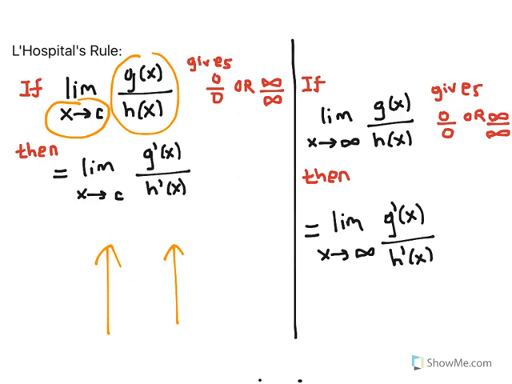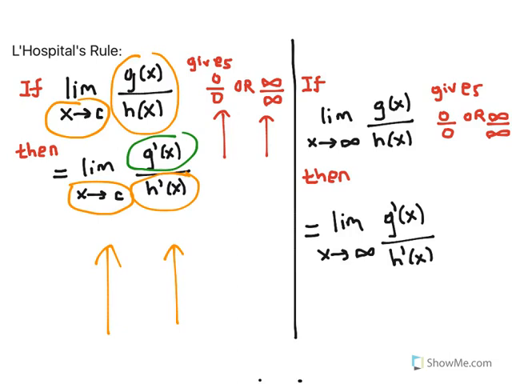And L'Hopital's rule says if you have the limit of a quotient as x approaches c and you get either 0 over 0 or infinity over infinity, then you can take the derivative of the function in the numerator, take the derivative of the function in the denominator, and then try to take the limit once again. And if you get an answer the second time around, it is equal to the original problem's answer.